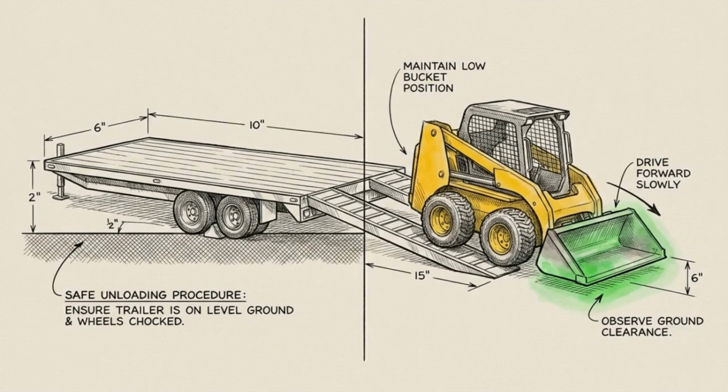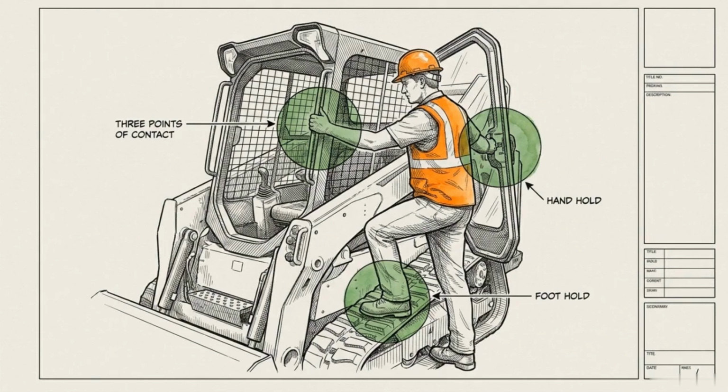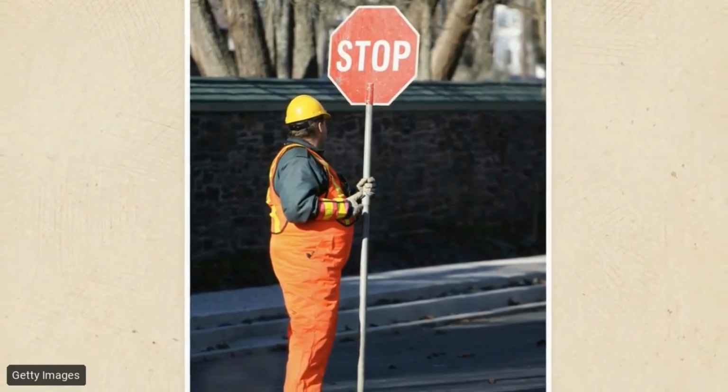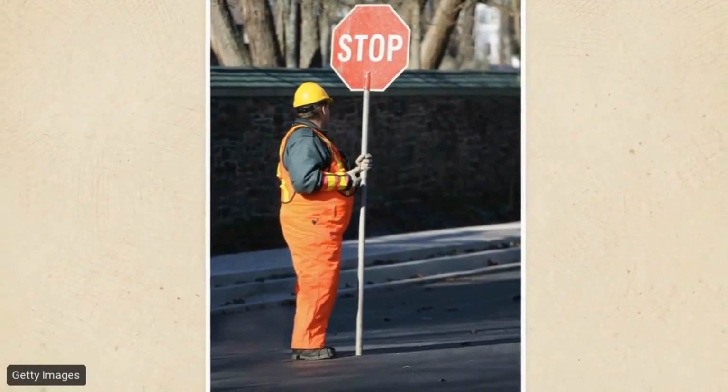To review, use flat ground for trailers and keep the bucket low while unloading. Use 3 points of contact when entering and never bypass or remove protective safety structures. Engage the seat bar immediately and verify all interlock lights are green on the instrument panel. Operate only with clear banksman signals and halt immediately if you lose sight of your spotter.